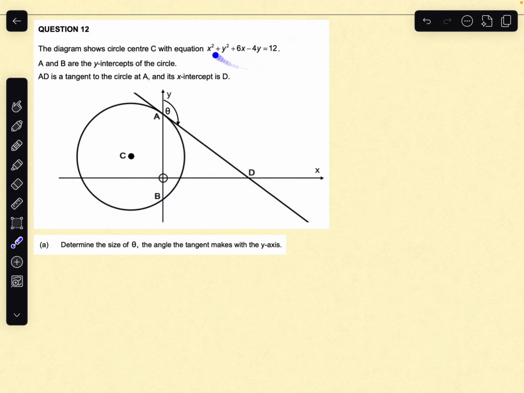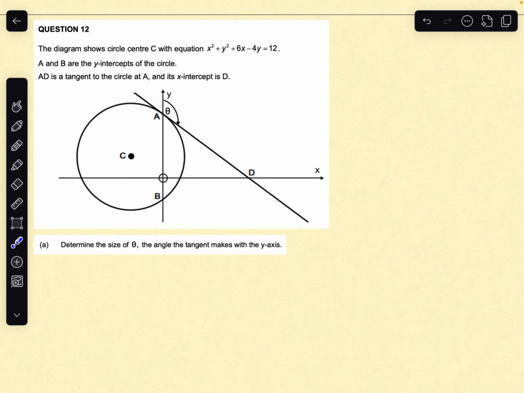But if we get it into standard form, then that will give us the coordinates of C, the center of the circle, and it will also tell us the length of the radius, right? So something to just bear in mind. A and B are the y-intercepts of the circle. AD is a tangent to the circle at A, and its x-intercept is D. Okay, so D is on the x-axis.